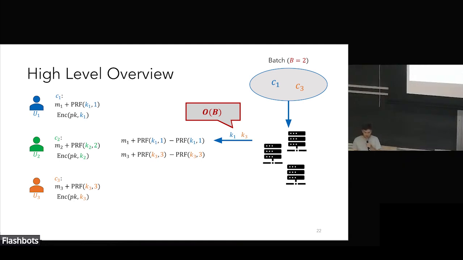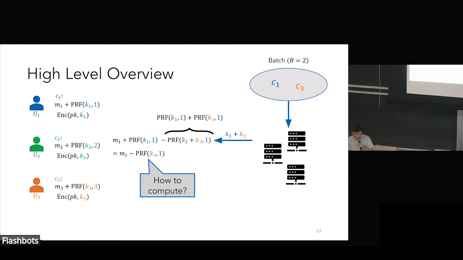What happens if the batch is larger? Suppose we also add C3 to the batch, and now we could just repeat this process. The committee also sends K3, and we evaluate the PRF under K3 at index 3 to also recover the third message. However, this clearly is not what we want, because now we have exactly what we wanted to avoid in the beginning. The committee members have to communicate on the order of the batch size. In this case the batch size is 2, and they have to send one key for every single ciphertext in the batch. So what else can we do?